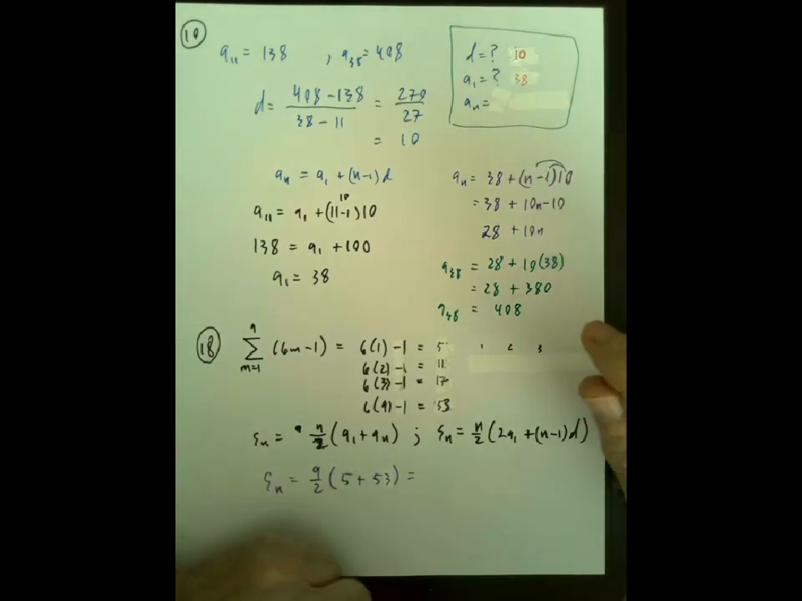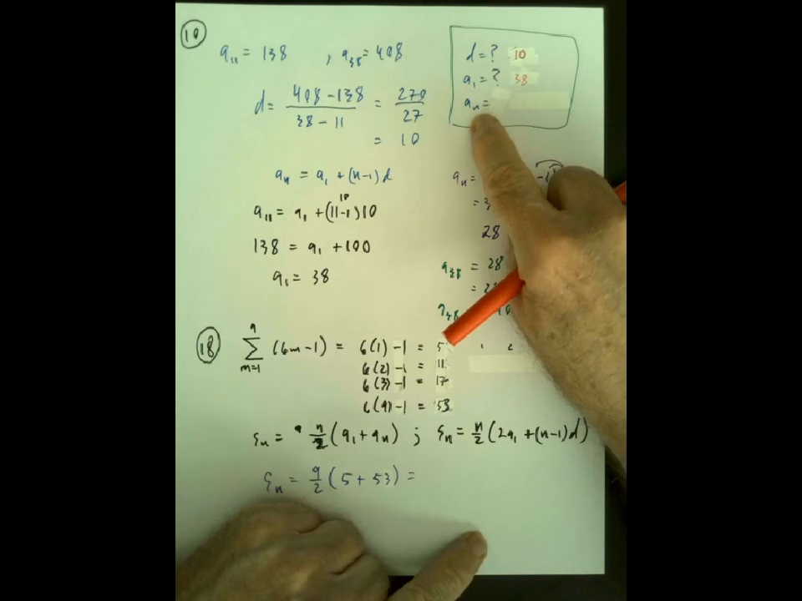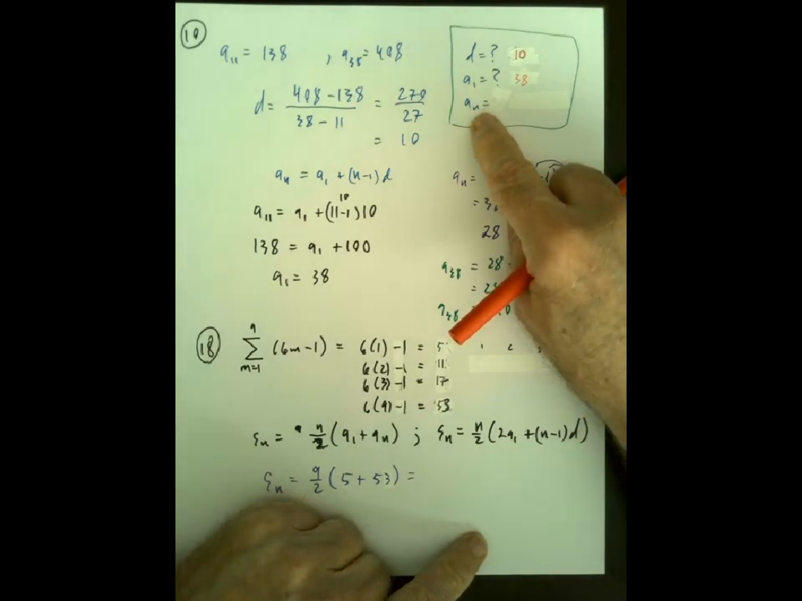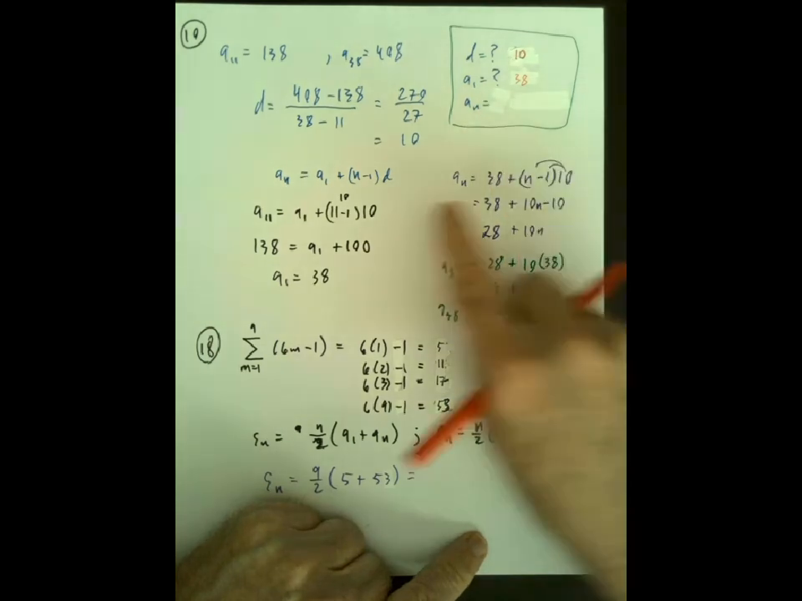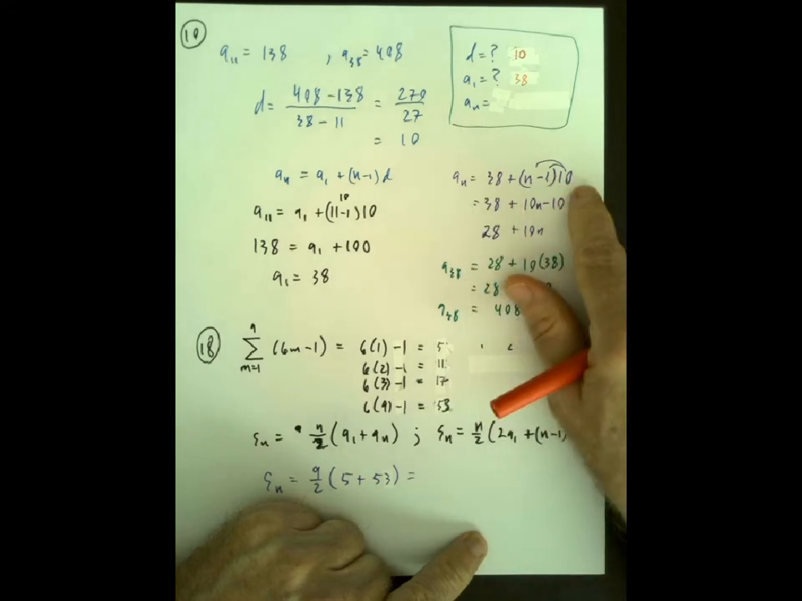Okay, so then the last part is to figure out the explicit formula to generate any term in the sequence. So I just use this format, plunking 38 in for A1 and 10 in for D.